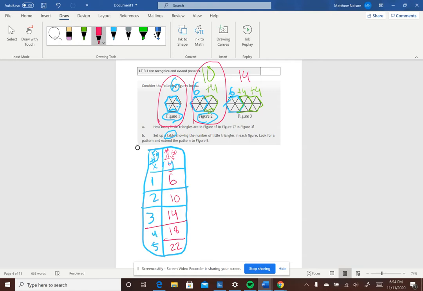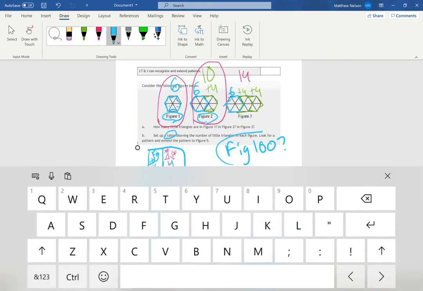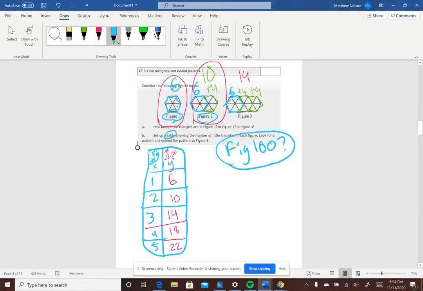And now we are trying to figure out a pattern. All right, so that way if it asked for like figure 100, right? Sometimes we get those ridiculous questions. We don't have to draw out all of the figures. That would take forever if we had to draw them all out and count. And I don't want to count by 4s each time, so I'm going to really try to figure out a good pattern here.